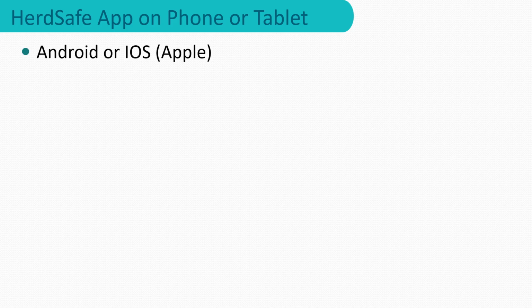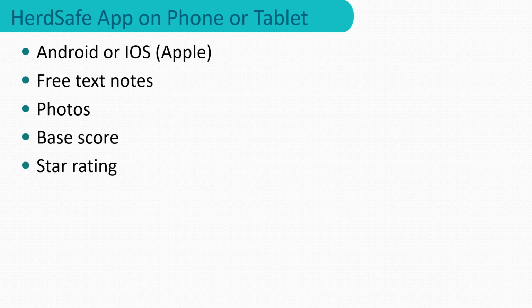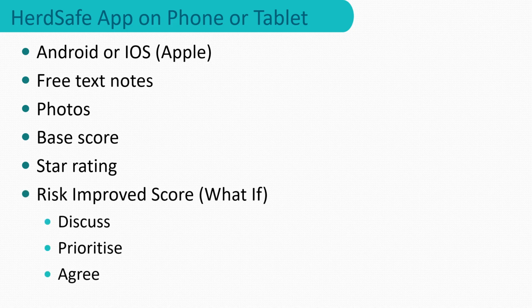The app can be used on Android or iOS, guiding the vet and farmer round the biosecurity visit. Free text notes specific to a question or to the farm can be made within the app, as can photos. As well as a base score, a star rating is also shown: 1 star bad, 5 stars good, the inverse of the risk score. The risk improved scores can be used to discuss, prioritise and agree possible improvements.